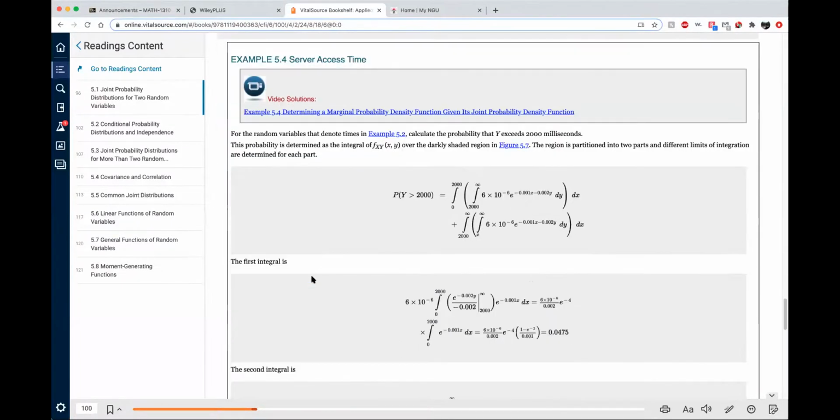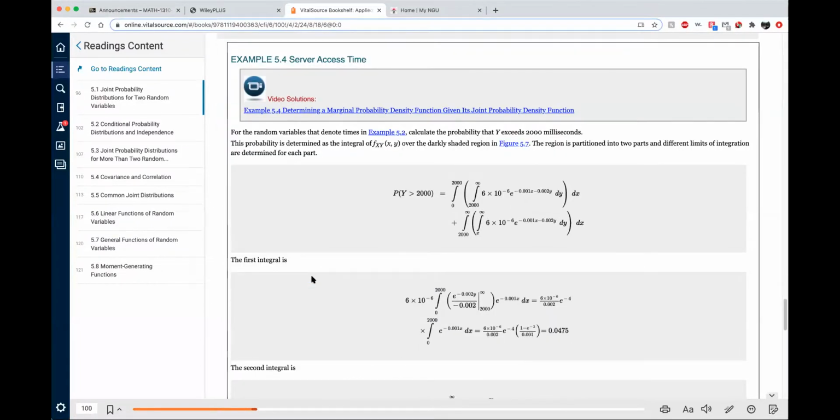Example 5.4. Okay, so let's see. Problem. Here's a question. For the random variables that denote times in example 5.2, calculate the probability that y exceeds 2,000 milliseconds.